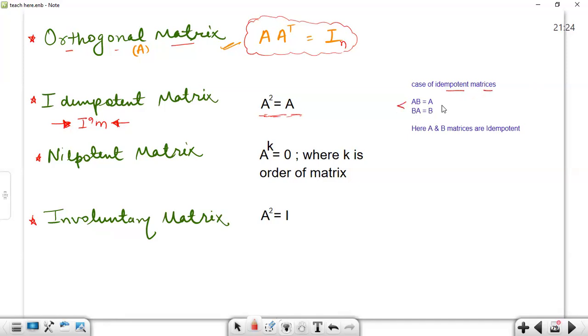This is a multiple-time repeated previous year question where it will be given to you that AB matrix is equal to A and BA matrix is equal to B. So here A and B matrices are idempotent. If they are idempotent, it means A square will be equal to A and B square will be equal to B. Clear everyone?